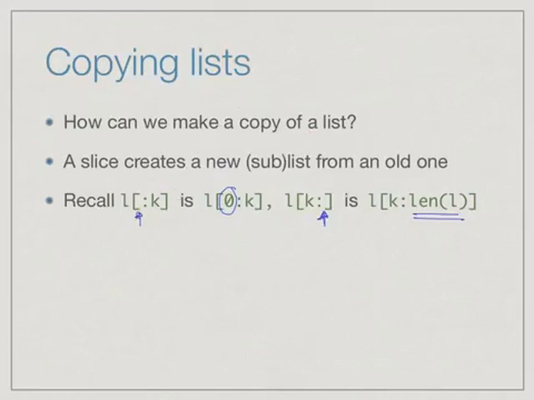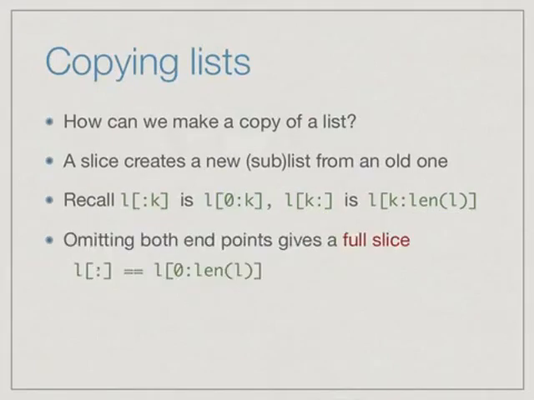So if we leave out the first position, we get a 0. If we leave out the last position, we get the length. So if we leave out both positions, we just put a colon with nothing before and nothing after. Logically, this becomes 0 and this becomes the length. So we have both characteristics in the same thing, and we call this a full slice.